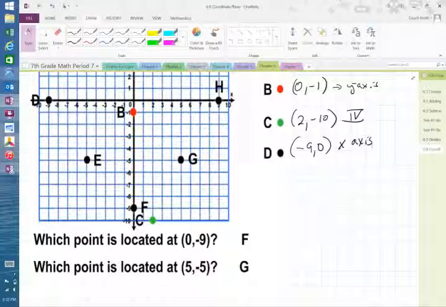All right, now, if we look at 5 and -5. Okay, 5 and -5.